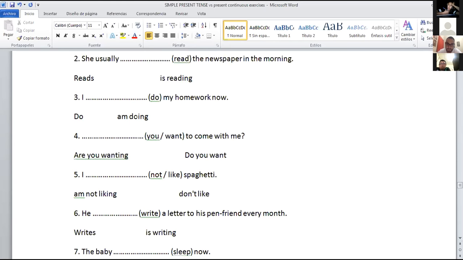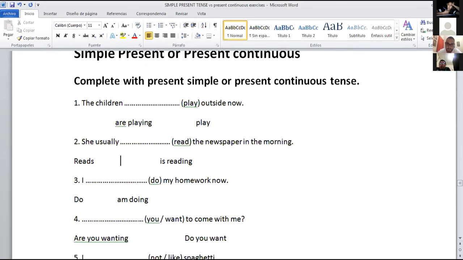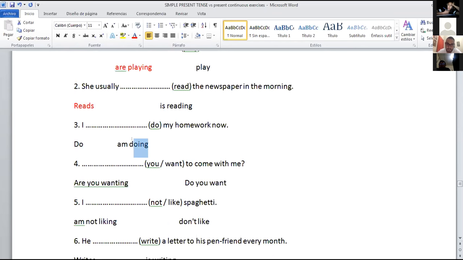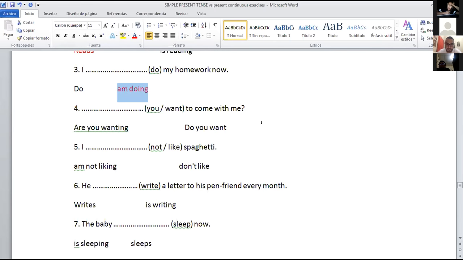Okay, number three. I am doing my homework now. Very good, very good. I am doing my homework now. Now, the next one. Do you want to come with me? Ajá. ¿Cómo dice en español? ¿Querés venir? No dice, estás queriendo venir conmigo. Right? So you say, do you want to come with me?